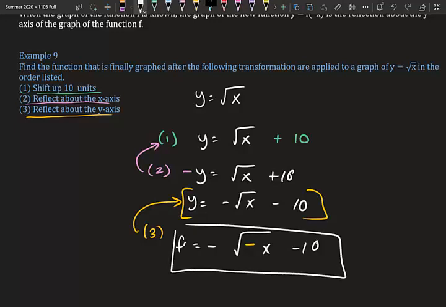Since it says function, my bad, we have to do f of x. So after doing all of those transformations, the equation that we come up with is negative square root of negative x minus 10.